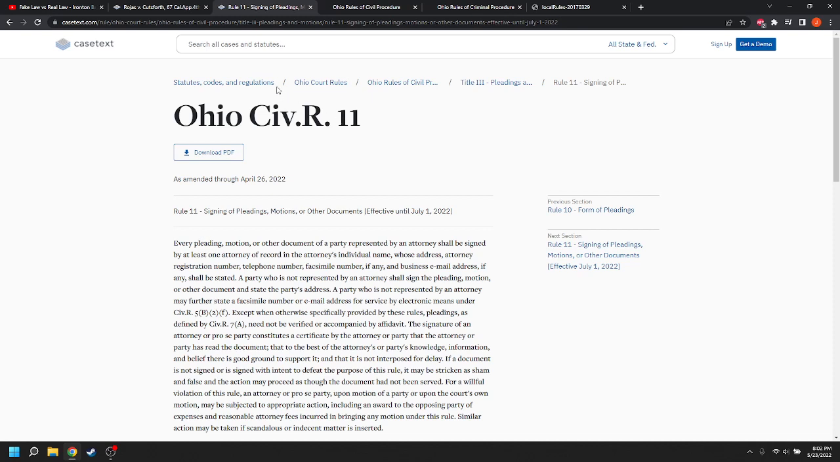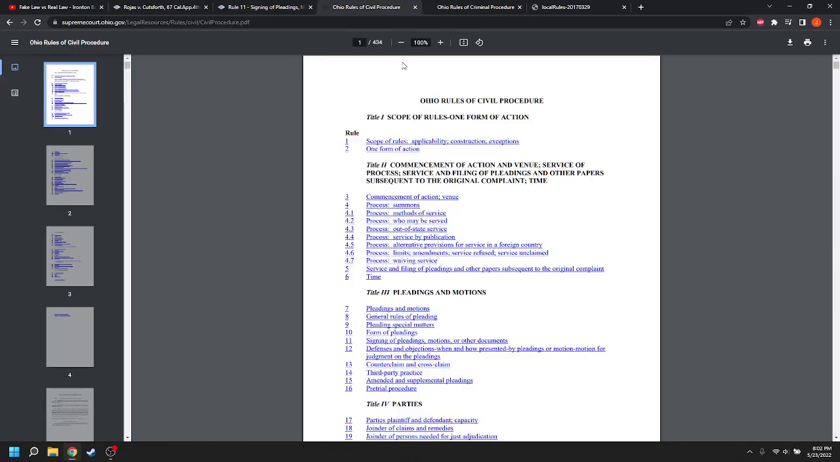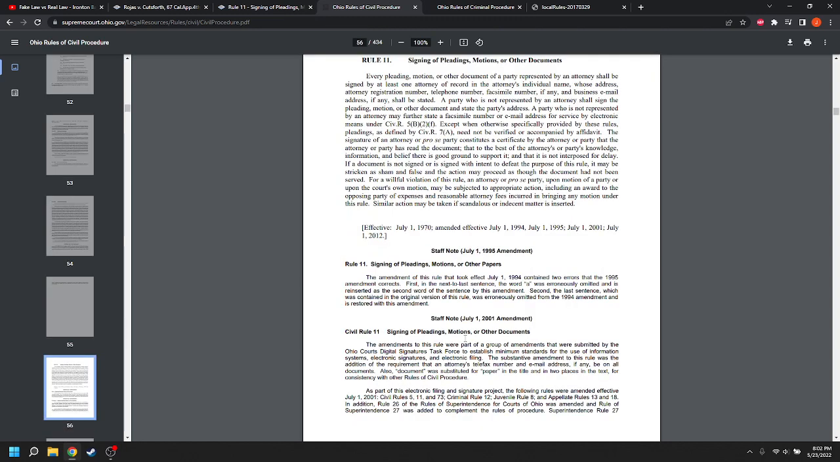Always, if you can, to make sure that you understand and read the actual rule, always go to the rules that are promulgated by the official body. In this case, in Ohio, it would be the supremecourt.ohio.gov, and these are the rules of civil procedure. And you can see various requirements for pleadings, motions, and other documents.